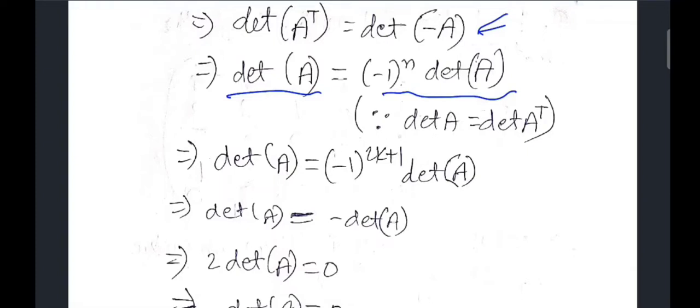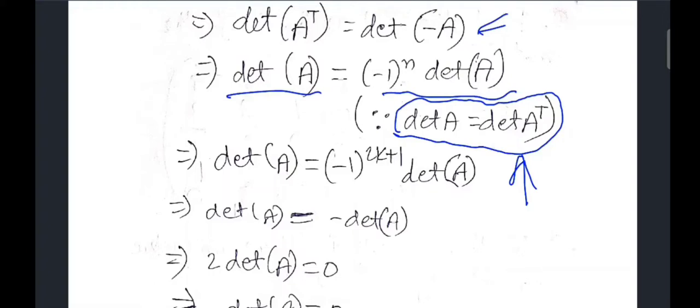Clearly from this thing. And how has this come? You know this very well, that the determinant of A and A transpose are the same, because for a square matrix, this property holds good: the determinant of A is equal to the determinant of A transpose. For a square matrix, the determinants come out to be the same.